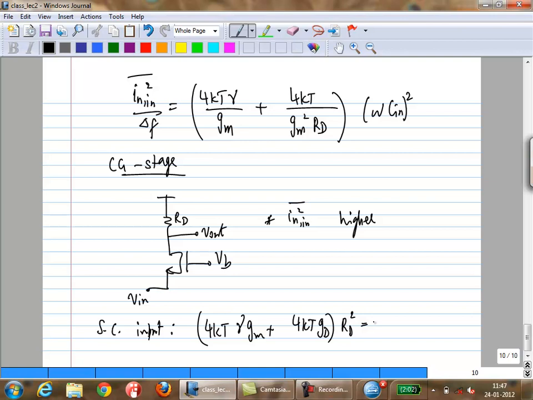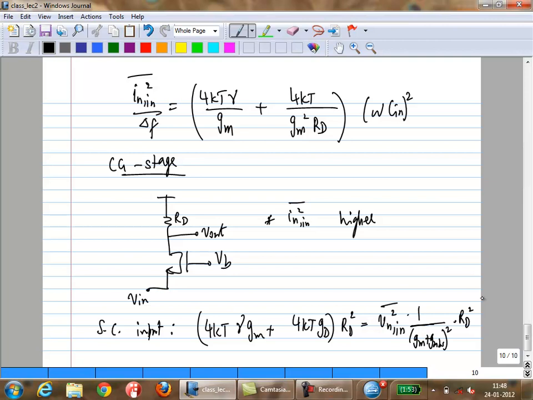Okay. What is this? If you had the noise voltage source here, what will that be? Suppose you had Vn in squared. What is the input current? What is the input impedance? 1 over Gm plus GmbS. Okay. So the input noise current power is going to be Vn in squared over Gm plus GmbS the whole squared. Correct? Times RD squared is the output noise voltage. Okay.